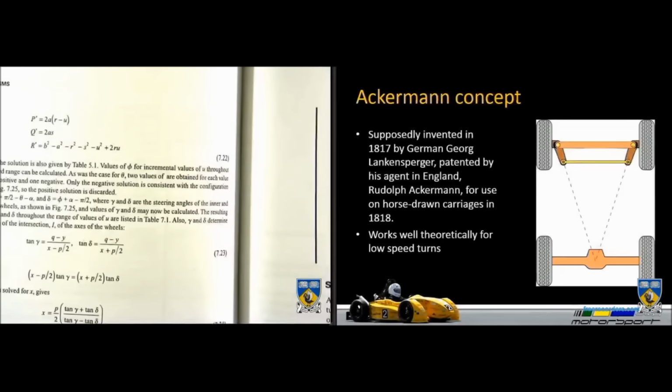So the Ackerman concept was invented in 1817 by a German dude, who I'm not going to try pronouncing his name, and then it was patented by Rudolf Ackerman for use on horse-drawn carriages in 1818. Now, it works really well theoretically for low-speed turns, because at low-speed turns you've got quite small slip angles, and at these low slip angles, obviously you're not getting a change from what's actually happening.